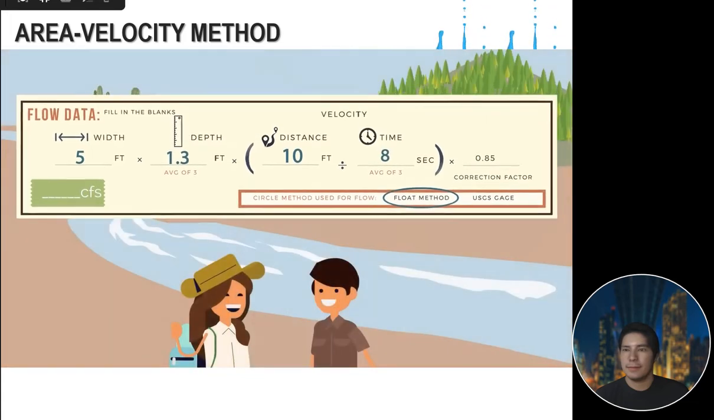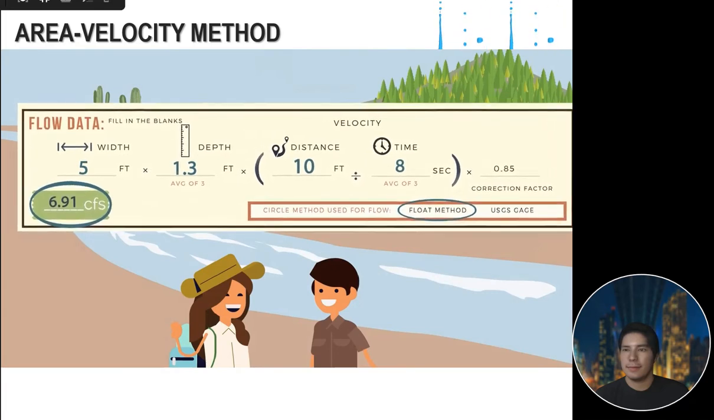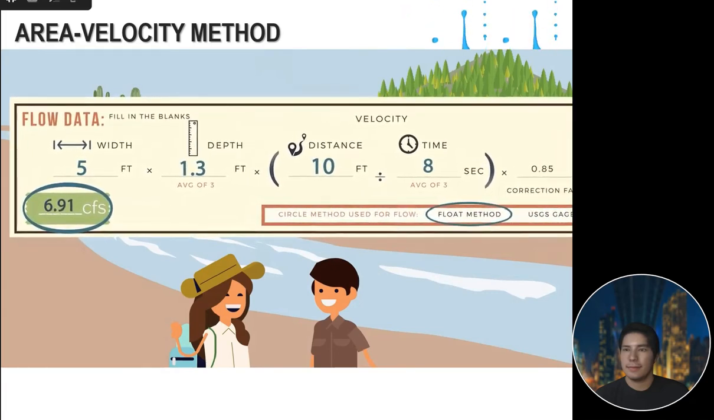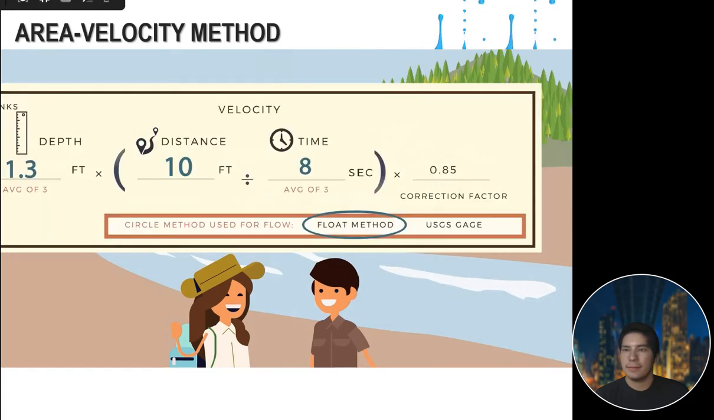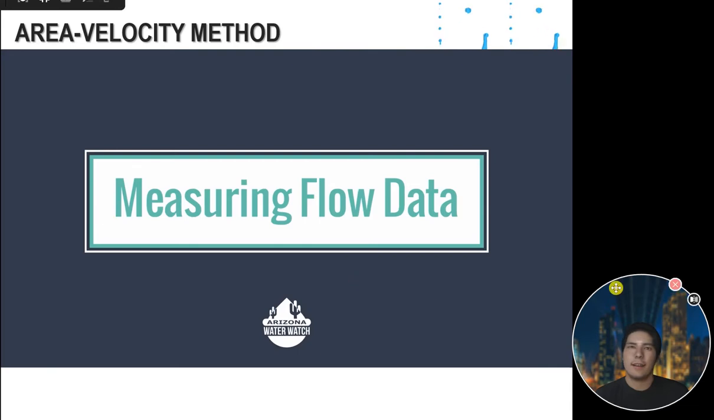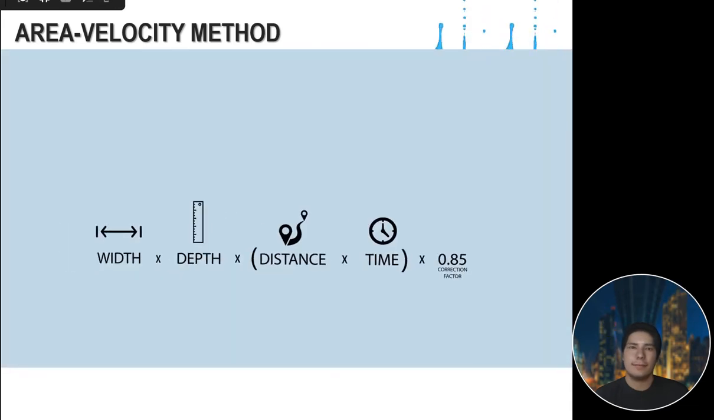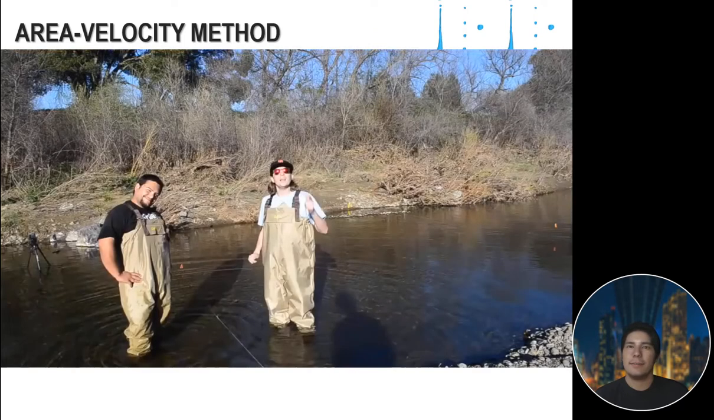Now you can determine the flow in cubic feet per second by multiplying the width and average depth by the quotient of the distance and the time. A correction factor is commonly used because surface flow is faster than flow in the water column. Flow can be calculated. So yan, no? So ganun yung float method.